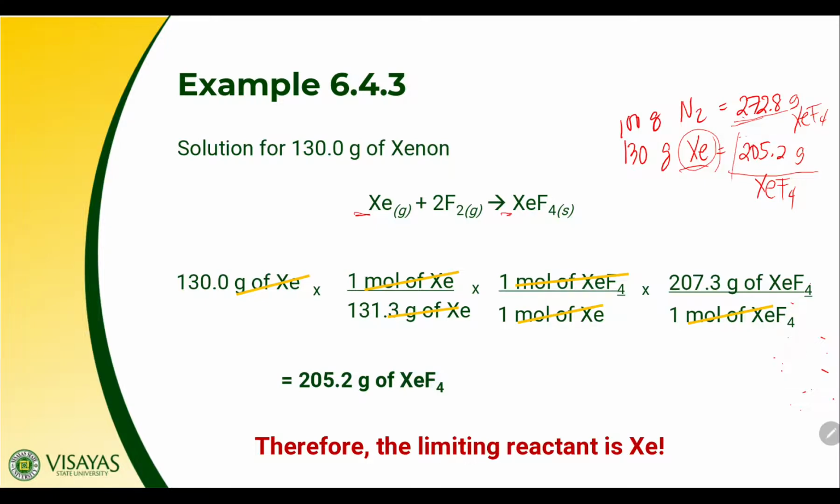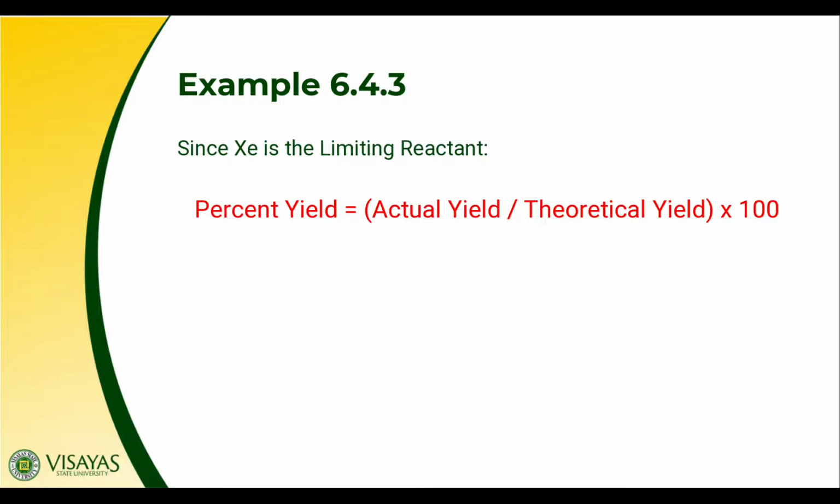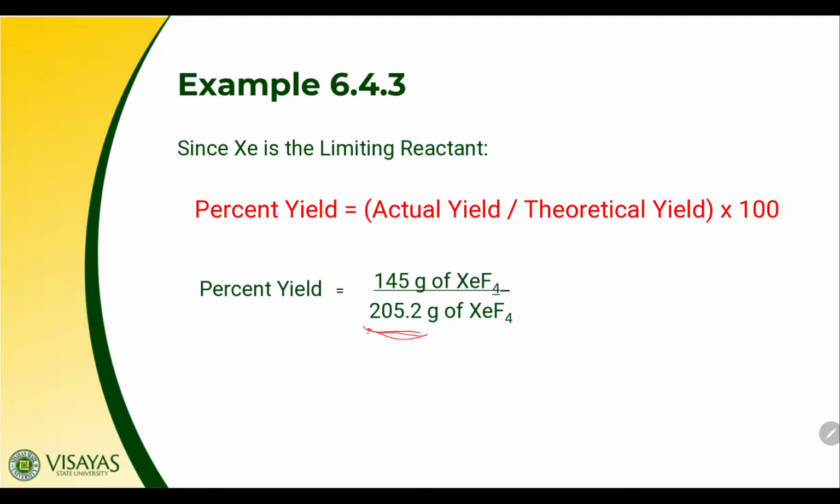So this amount here is our theoretical yield. The amount produced using the limiting reactant is our theoretical yield. So what's next is we compute now the percent yield. The actual yield is already given, which is 145 grams of xenon tetrafluoride. Then our theoretical yield, again, this is the amount produced using the limiting reactant, 205.2 grams. So divide that, multiply by 100, we get 70.6%. So this is our percent yield.